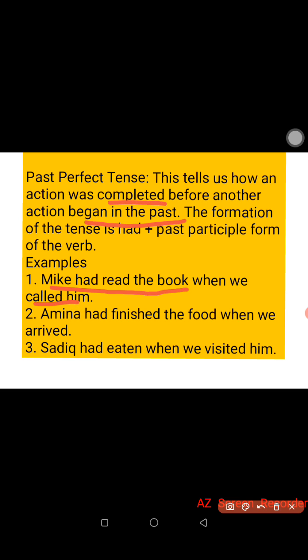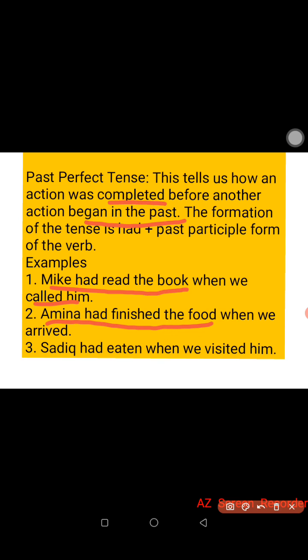Example 2. Amina had finished the food when we arrived. So you see, before we arrived, Amina had finished the food. This action was already complete before another action came on board.